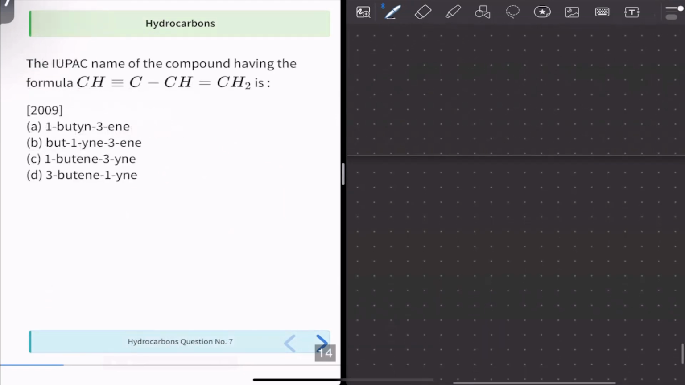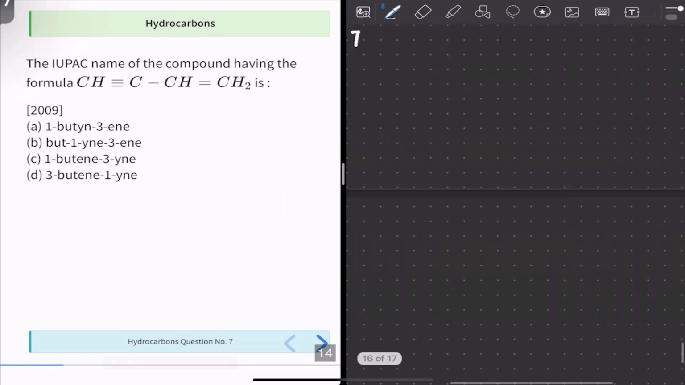Question number 7. The IUPAC name of the compound having the formula CH triple bond C, C, CH2. Okay. Let's write down the molecule first. Draw the molecule first. Okay. So you know that for nomenclature, first of all, we have to identify the principal functional group. Then we have to number the molecule accordingly with respect to the principal functional group.